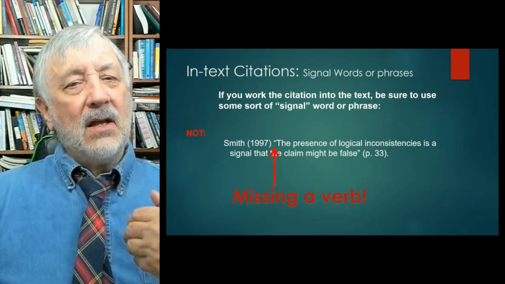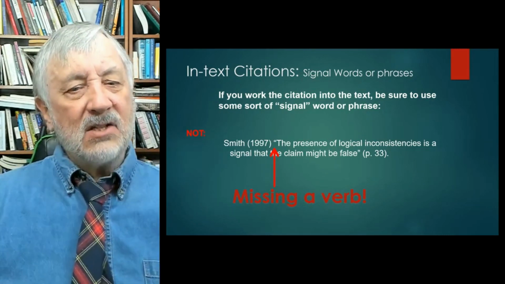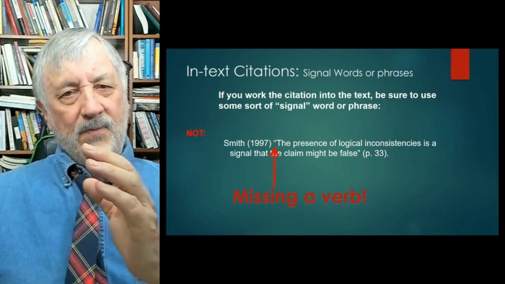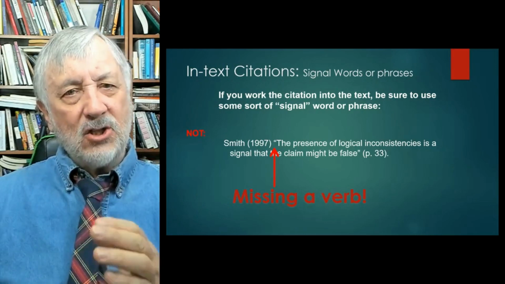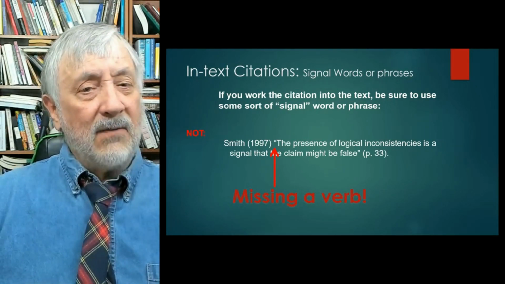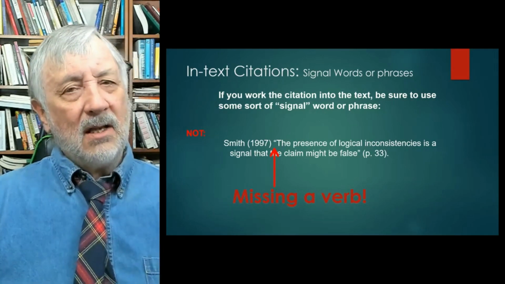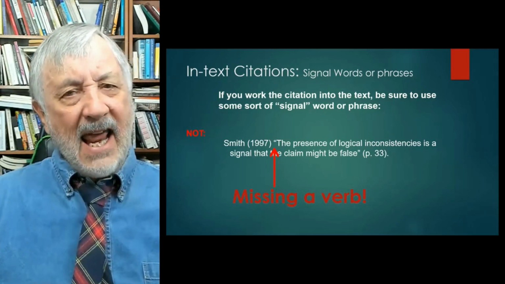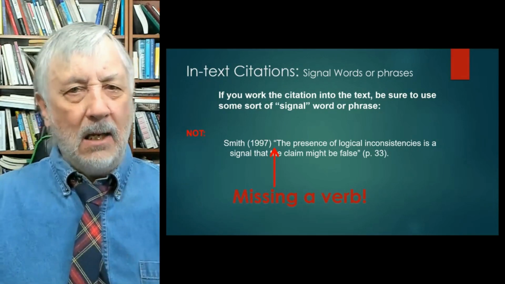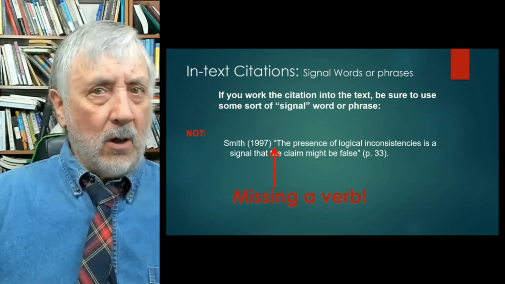Now, the distinction to be made is if the entire quote is referenced by a parenthetical citation that includes all the information, then you don't need a verb, right? But if you have an in-text citation, where you work the name of the author into the body of your text, you need to say what the author did or wrote or whatever.